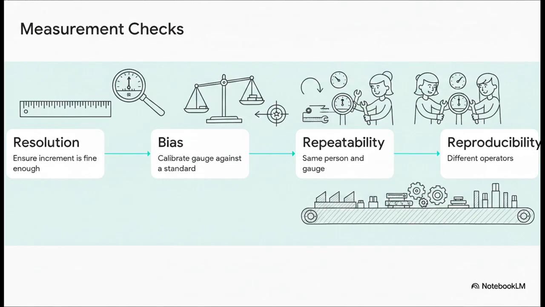So, before you compute a single statistic, you've got to clear this strict checklist. Number 1, ensure your gauge has fine enough resolution. 2, calibrate it to remove any bias. 3, assess repeatability, meaning can the same person using the same exact gauge get the same answer twice? And 4, assess reproducibility. Can 2 different people get the same answer? If you fail literally any of these, your data is totally compromised.